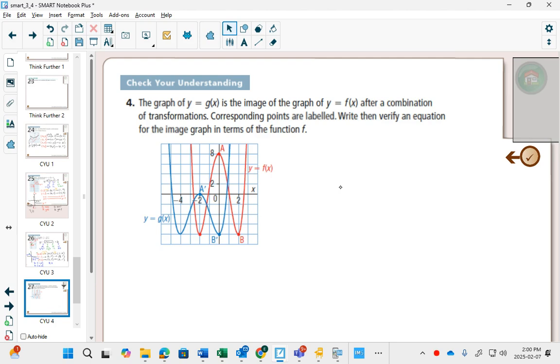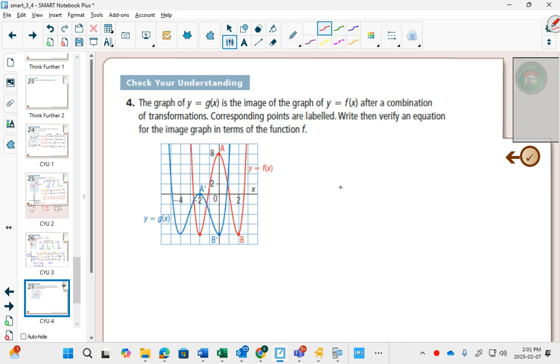The graph of g of x is the image, so the blue graph is the image of the graph of f of x, which is the red one, after a bunch of transformations. We want to write and then verify an equation. So what we know, based on the picture that's drawn, they've got a point A and a point B, and they said where A goes is A prime and where B goes is B prime.